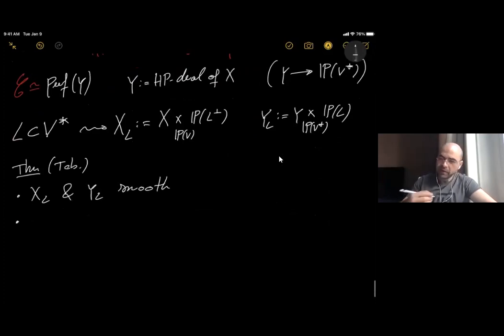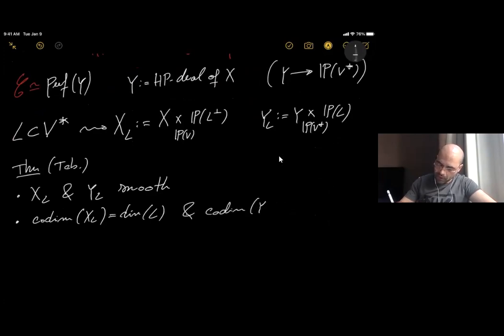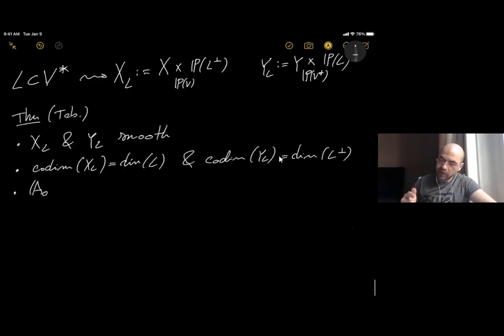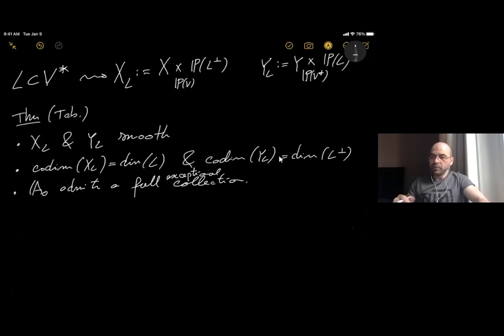Suppose that they have the expected dimensions, in the sense that the codimension of your linear section is equal to the dimension that you are using, and also for Y_L. And also suppose that the largest subcategory here, the A0, actually admits a full exceptional collection. So these are the assumptions.